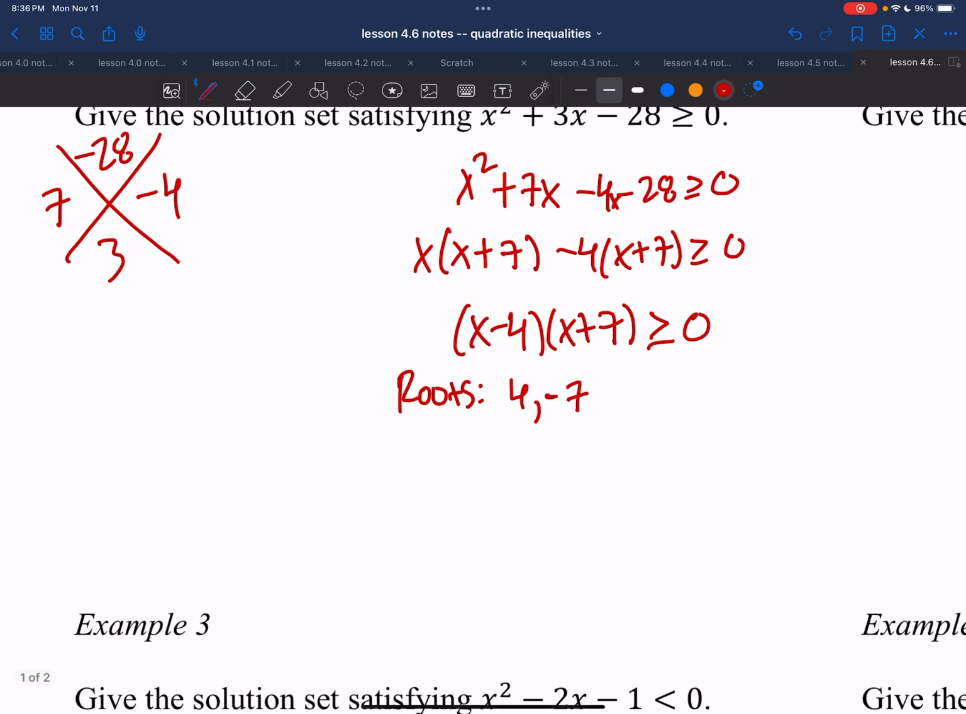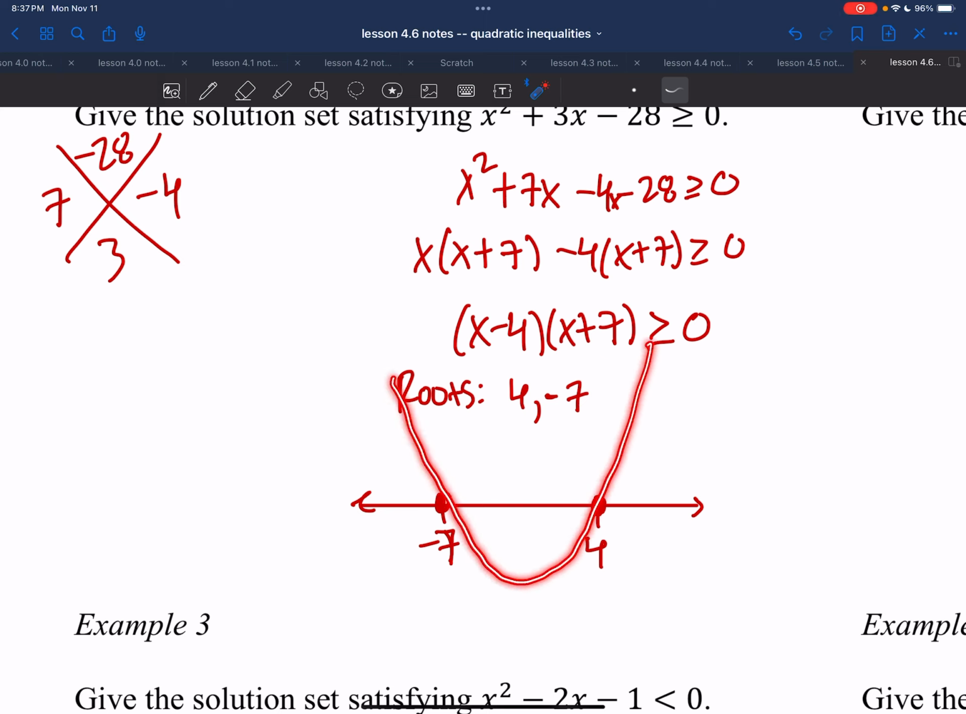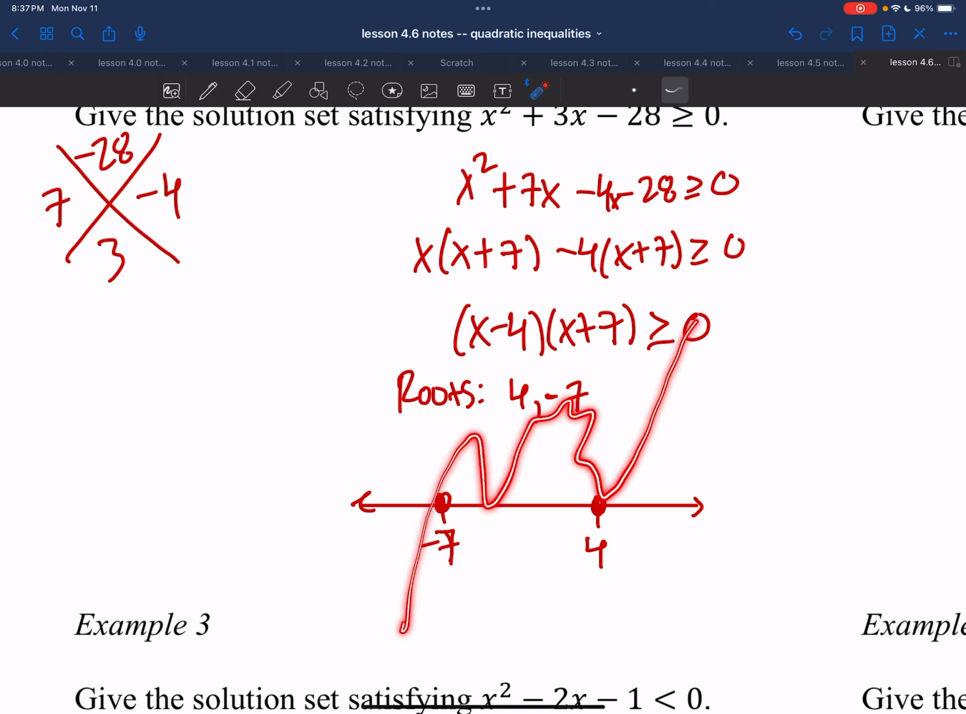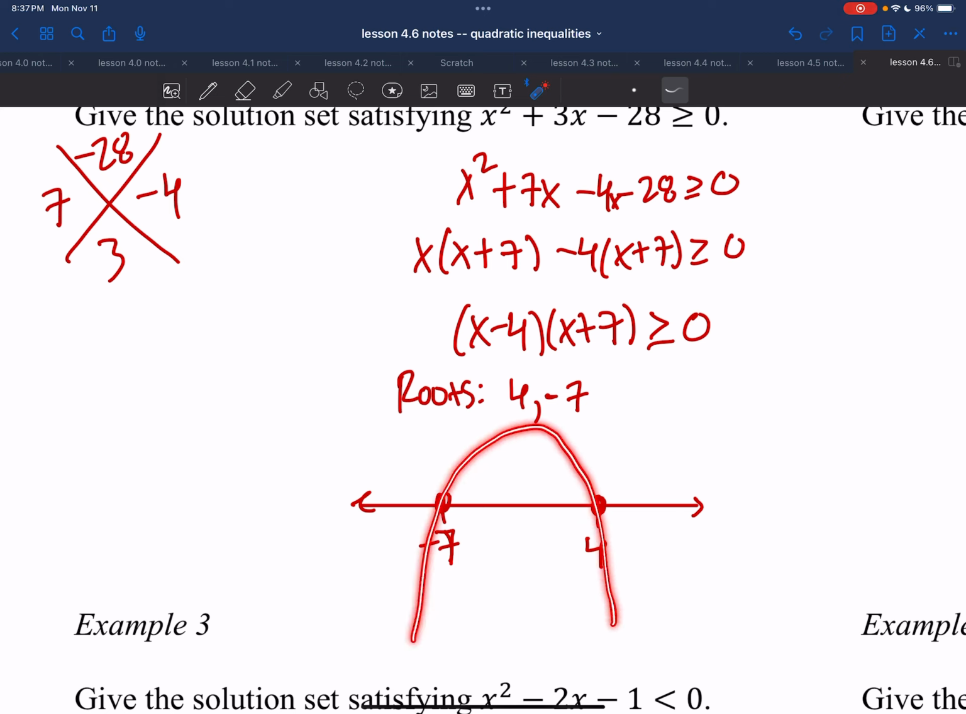Now that you have your roots, let's put a little number line here. And I'm going to put negative 7 as a root, and here's 4 as a root. And this is just my x-axis, really. So these are like x-intercepts. And your parabola, if you think about it, if you have two roots like this, the parabola could only do one of two things. It could either come down and then go back up, or it could go up and then go back down. I mean, it's got to be one or the other, right? It's just a quadratic. So it's got to be one or the other.